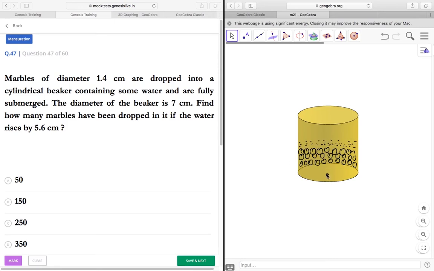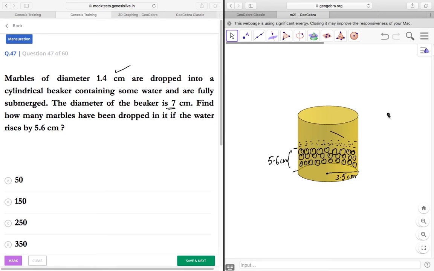Then they have given that the diameter of the sphere is equal to 1.4 centimeters, and the diameter of the beaker is 7 centimeters. So the radius is going to be 3.5 centimeters. We are always interested in the radius in the whole chapter. We have never used the diameter in any of the formulas. Great. Next, find how many marbles have been dropped in it if the water rises by 5.6 centimeters. So this distance is 5.6.